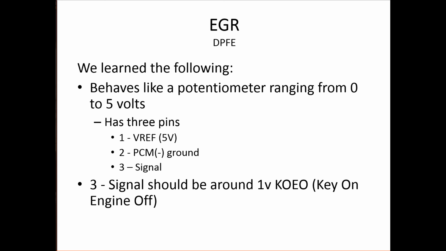Anyway, it has 3 pins: V reference, 5 volts, a PCM ground, and the signal wire. The signal wire is what the PCM is seeing, what the DPFE sensor is sensing. And the spec is, when the engine is key on, engine off, it should read the signal wire, when you're back probing it, at 1 volt.